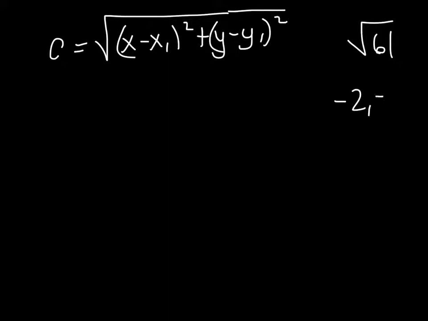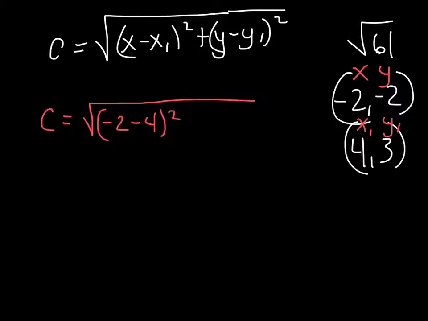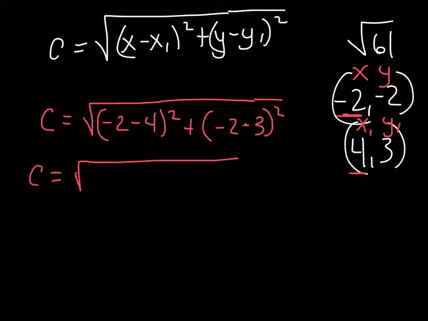And we had the points -2, -2, and we were finding the distance from that to 4, 3. So if we were to plug those in, I'm going to make these my variables x and y, and I'll go ahead and make this my x1, y1. So when I go ahead and plug those in, c is equal to the square root of (-2 minus 4) squared plus (-2 minus 3) squared. And so we get c is equal to the square root of (-6) squared plus (-5) squared.